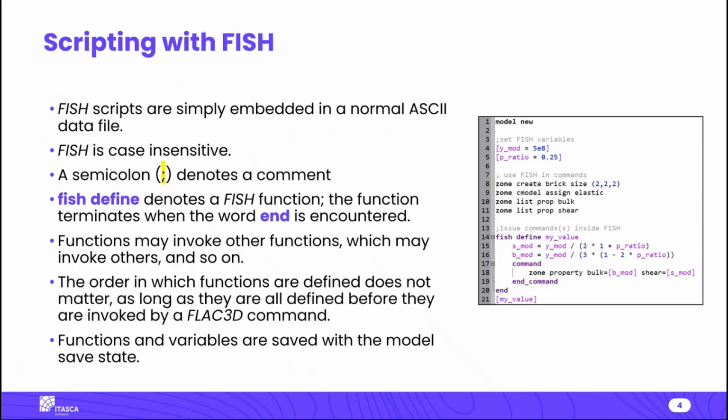Fish is functional programming, so it's not object-oriented like, say, C++. It's all about writing functions. And of course, the functions may call other functions and so on. The order in which the functions are defined does not matter. However, you can't call a function in another function if the function that you're trying to call has not yet been defined. All Fish functions and variables and so on are saved with the model state. When you give a model save command, it will store all of your Fish data as well.